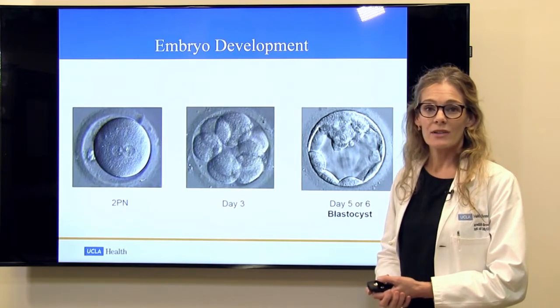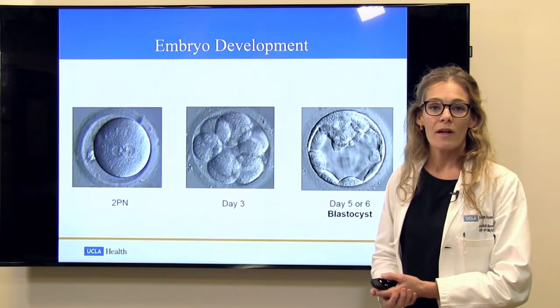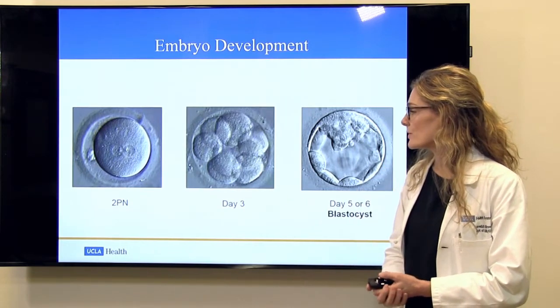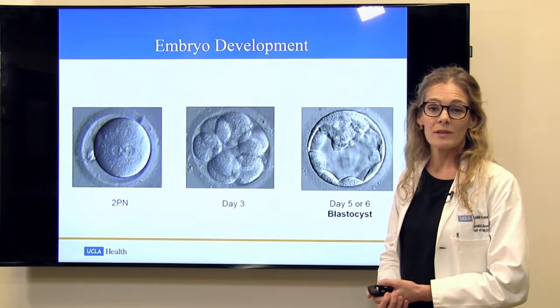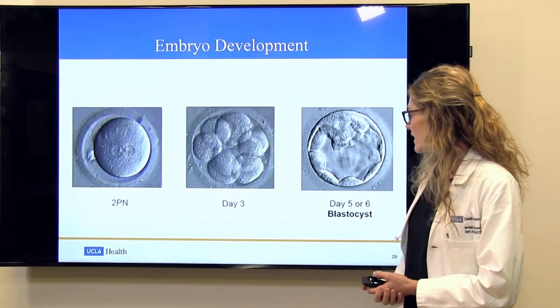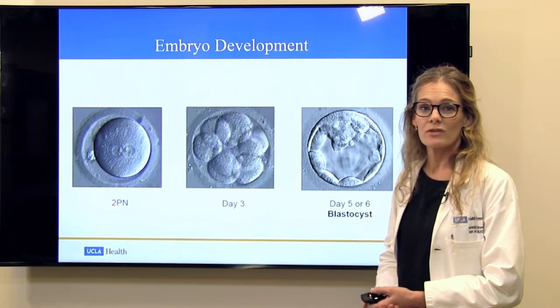A fertilized egg is referred to as an embryo. The embryos are then allowed to develop in the embryology lab. On the third day of development, the most ideal embryo has approximately 8 cells, and by the 5th or 6th day of development, the embryo should reach the blastocyst stage, at which point it has approximately 200 cells.